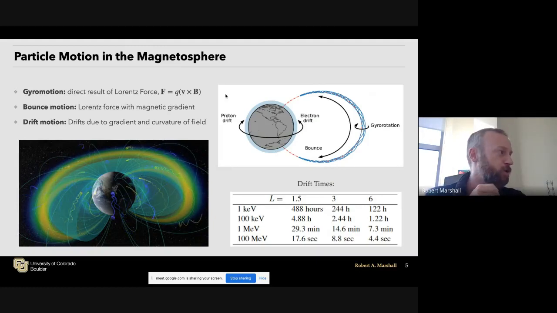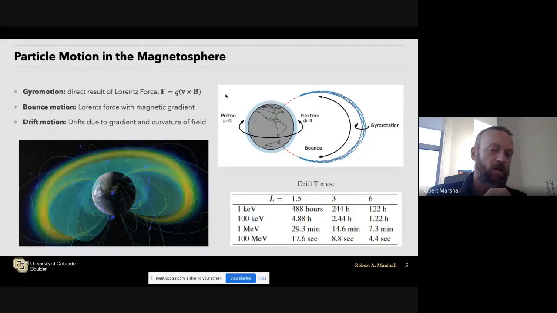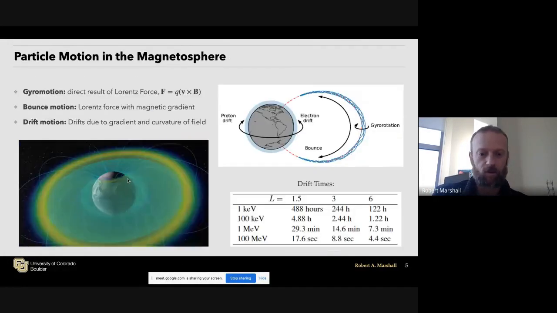We have three main motions of energetic electrons in the near-Earth space environment, in the Earth's magnetosphere. There's the gyro motion, where an electron gyrates around a magnetic field line. There's the bounce motion, where these particles bounce back and forth along the field line from one hemisphere to the other.